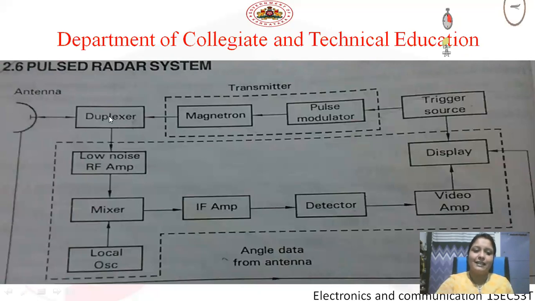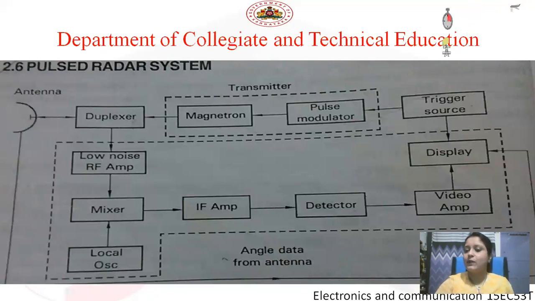It will take care that during the transmission process, the receiver is temporarily disconnected and the transmission is done. And during the receiving process, the transmitter is disconnected and all the signals are diverted towards the receiver section. Therefore, the main purpose of the duplexer is protection. Now that signal is given to the antenna and radiated.